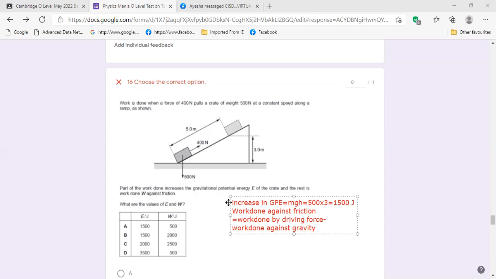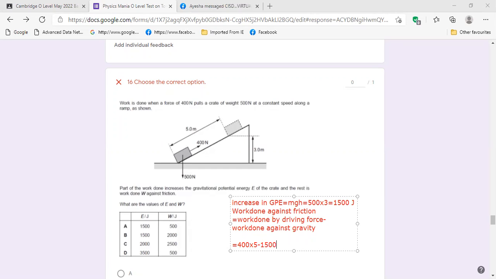So what is the work done by the driving force? That is force, 400 times 5. Force multiplied by distance moved, right? That is 5 meters. So we are having here 400 Newton multiplied 5 minus work done against gravity. We already calculated 1500 joules, right?